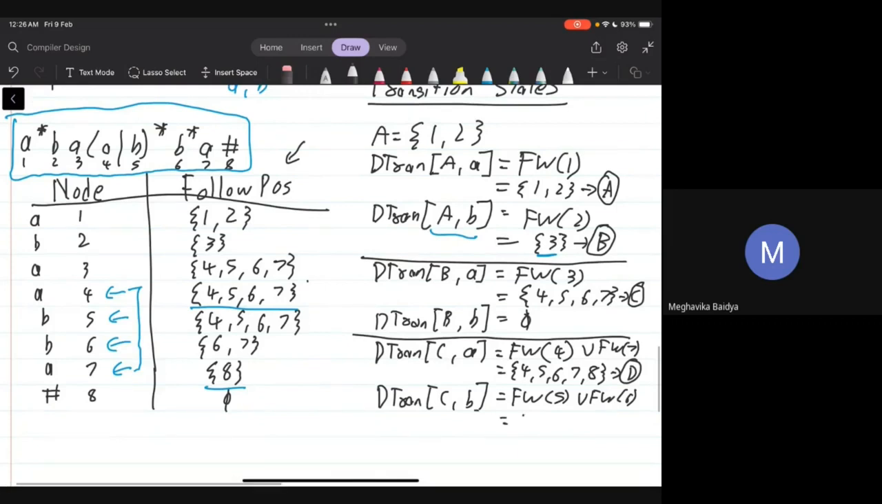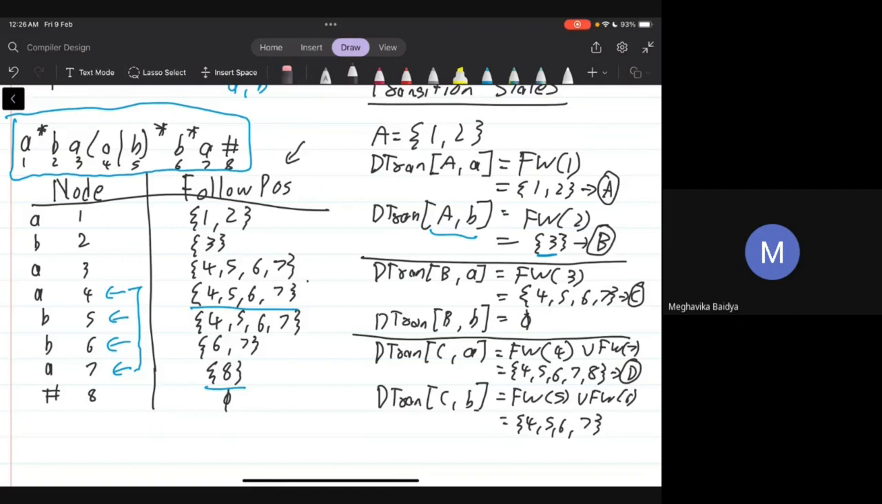What is followpos of 5? Same, both are same. Okay. 4, 5, 6, 7. What is followpos of 6? Same, 6, 7. There's nothing else. So this is 4, 5, 6, 7.